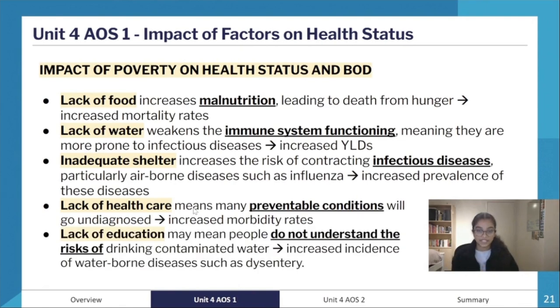And then a lack of education. Many people do not understand the risks of drinking contaminated water. Increased incidence of waterborne diseases such as dysentery results from not understanding the risk of drinking contaminated water. Alright, so these are the general things: lack of food, lack of water, shelter, healthcare, and education caused by poverty. Okay, that generally leads to lower health status and higher burden of disease in low and middle income countries.